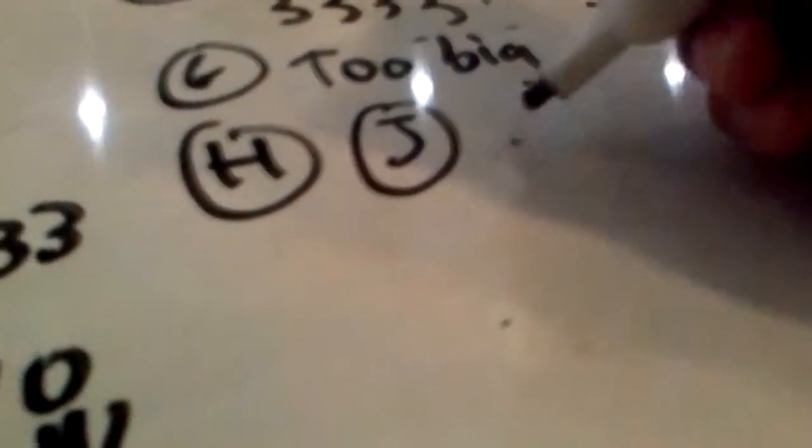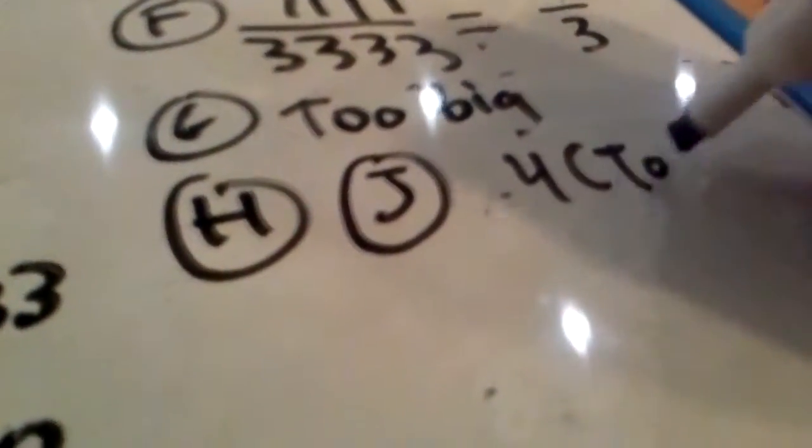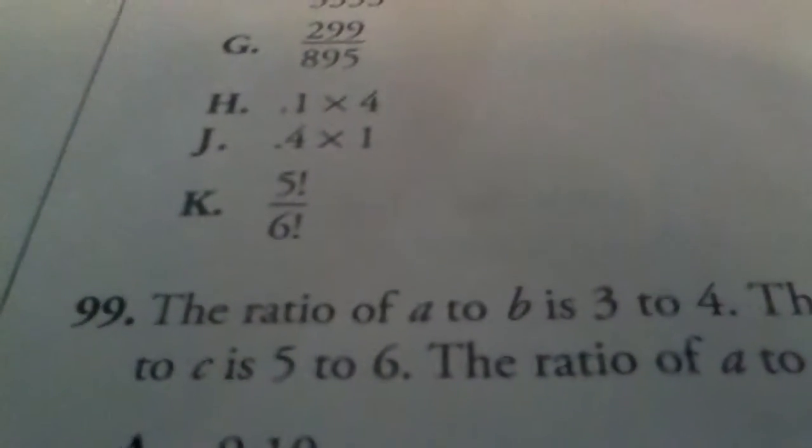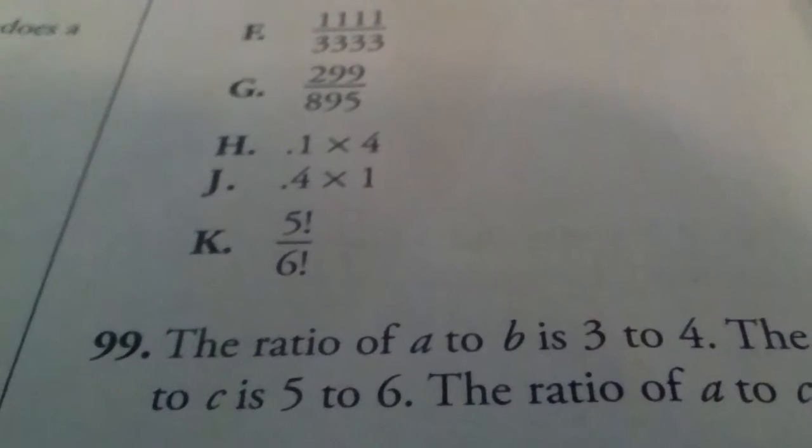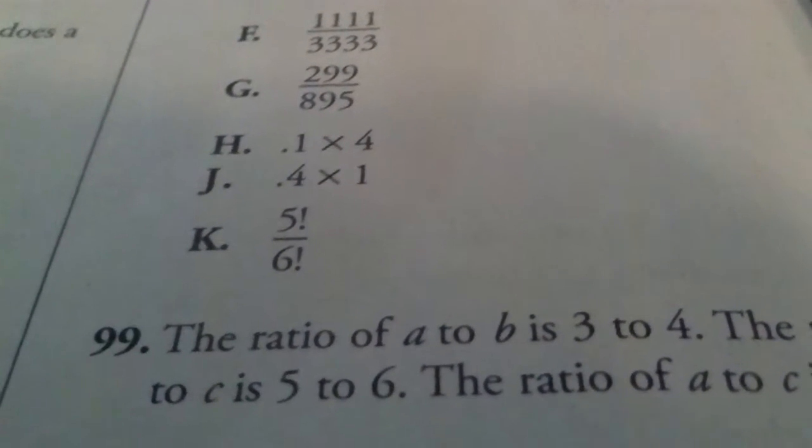And then by the process of elimination, we're stuck with just one answer, and it's that bottom one. But I want to go over something kind of important. What does that mean? It's a factorial. Look closely. There it is, see it? It says 5 exclamation point over 6 exclamation point.